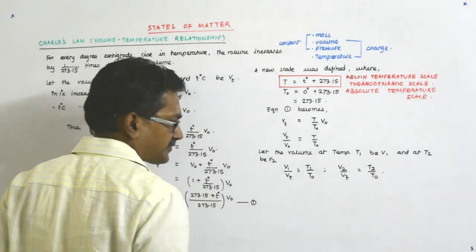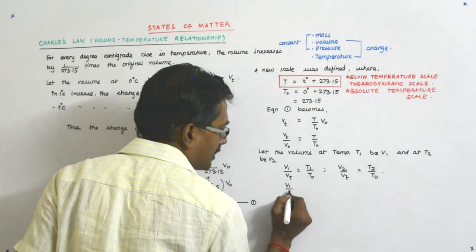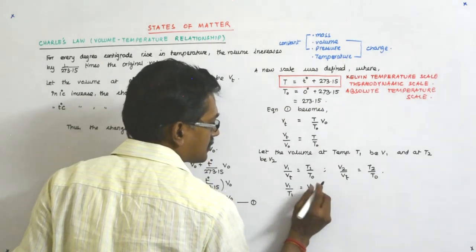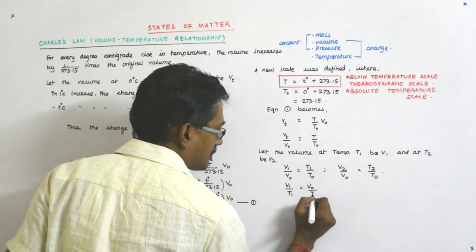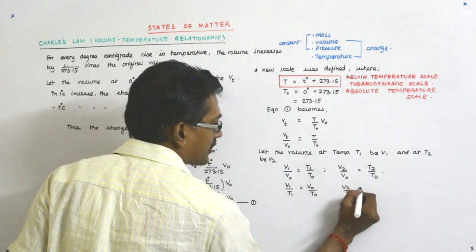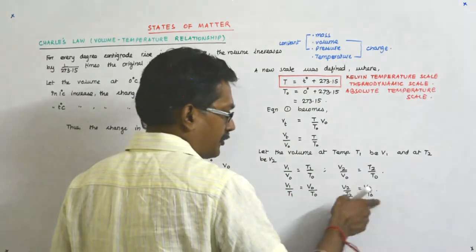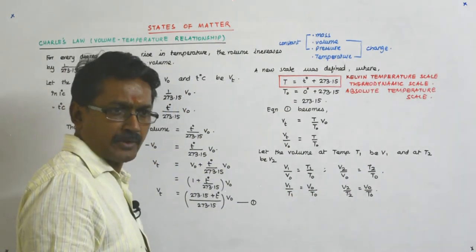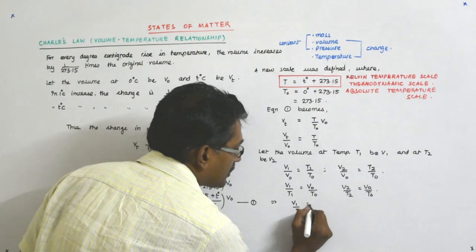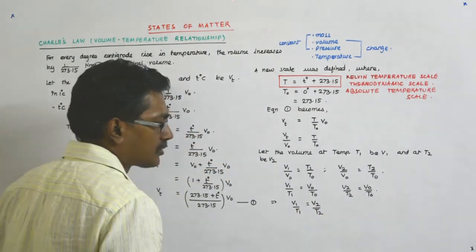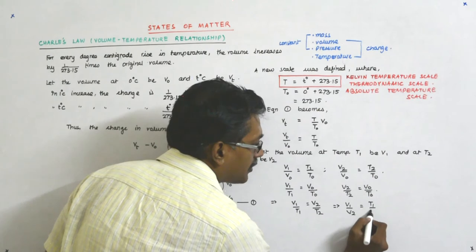Now what does that mean? It means that V1 upon T1 is equal to V naught upon T naught, and V2 upon T2 is equal to V naught upon T naught here, right? So what happens? If you see the right hand sides, I can definitely equate the left hand sides. It implies that V1 upon T1 is equal to V2 upon T2, and it implies that V1 upon V2 is equal to T1 upon T2.